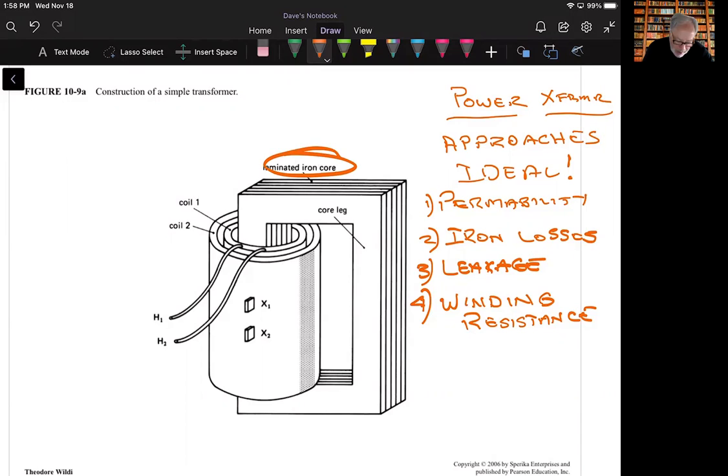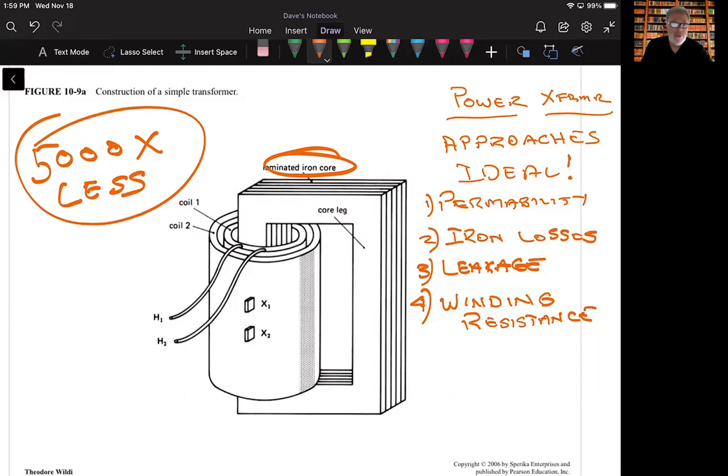Because of that, the magnetizing current that we would need to create the flux is about 5,000 times less than it would be if there wasn't an iron core. Think about that core not being there and it just being air. Because of the design with iron, the magnetizing current I sub M is 5,000 times less than with air.